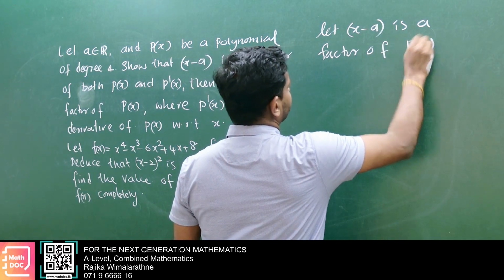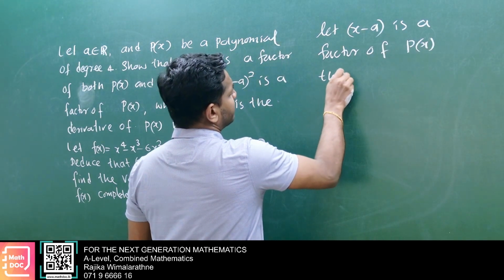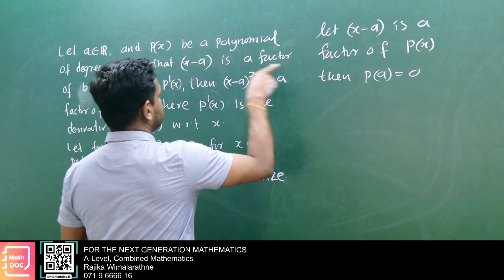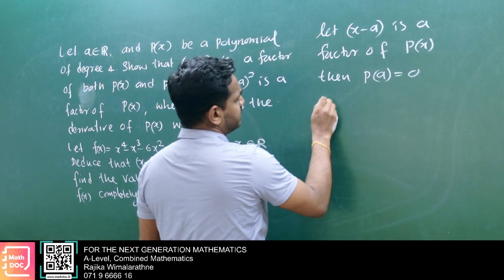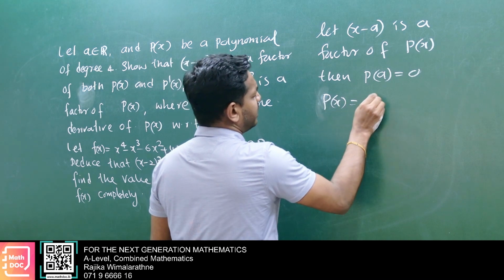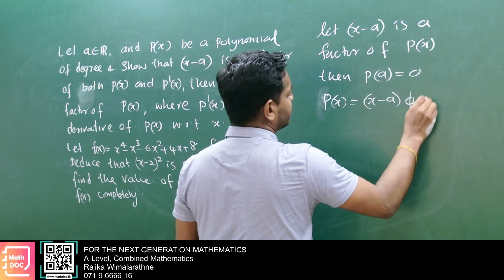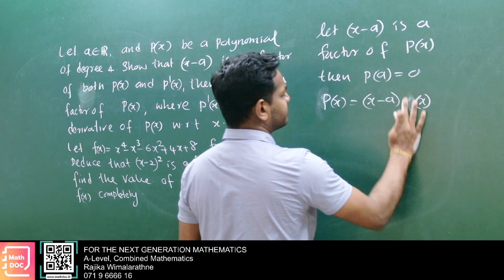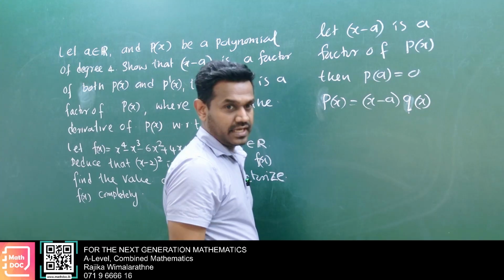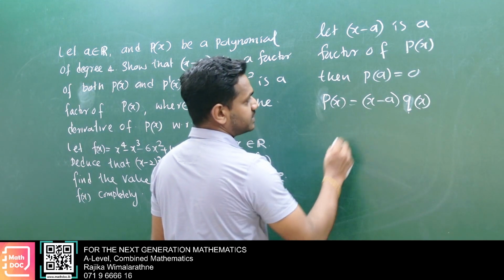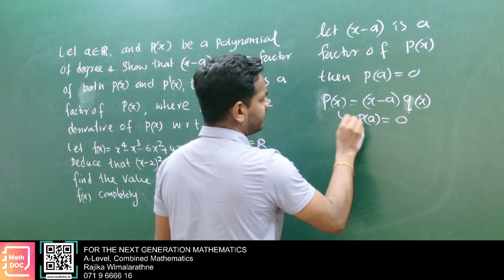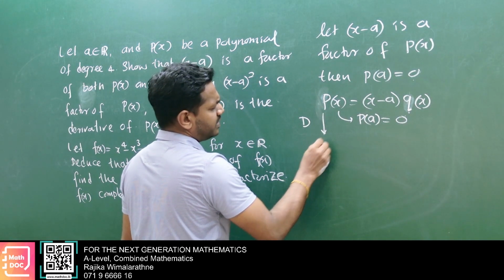Now let x minus a be a factor of p(x). Then p(a) equals 0. Given that x minus a is a factor of p(x), we can write p(x) equals (x minus a) times q(x). Because of this, p(a) equals 0. Then differentiate to get p'(x).